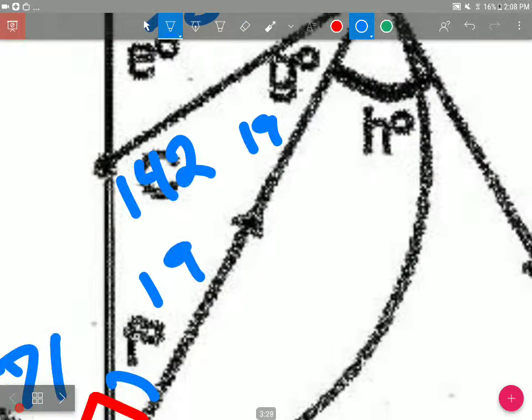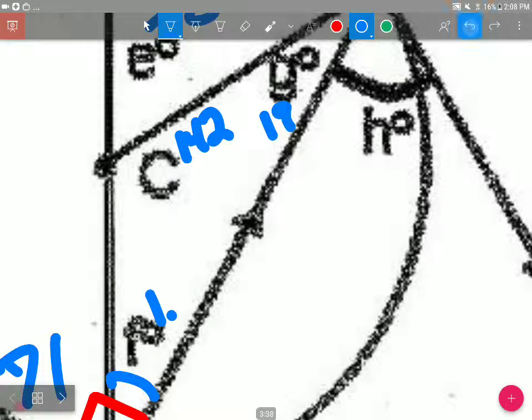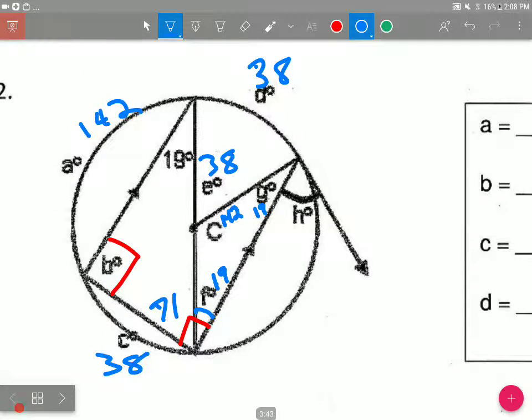Let me draw it a little bit cleaner. So this is 142. This is 19, not 1.9. This is 19. If this is angle 142, this arc is also the same. So this arc out here is 142. But this is an inscribed angle. That means the angle is half of the arc. So 142 divided by 2, H is 71 degrees. So we've gone all the way around and labeled everything, which was a bit of a beast.